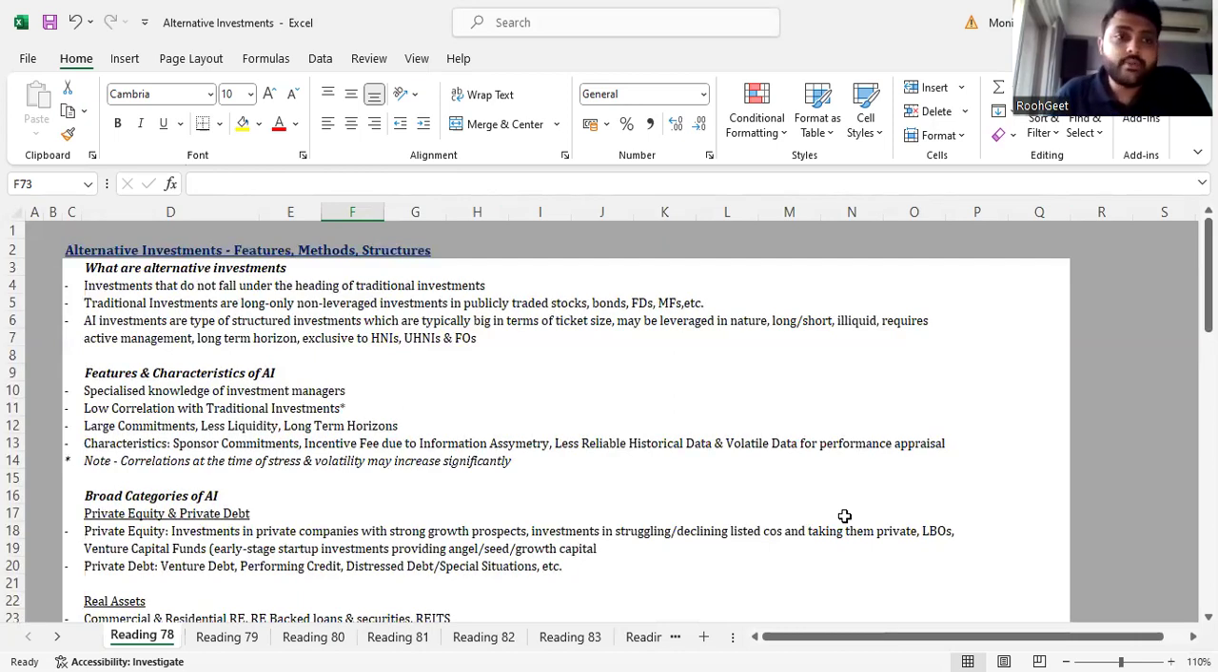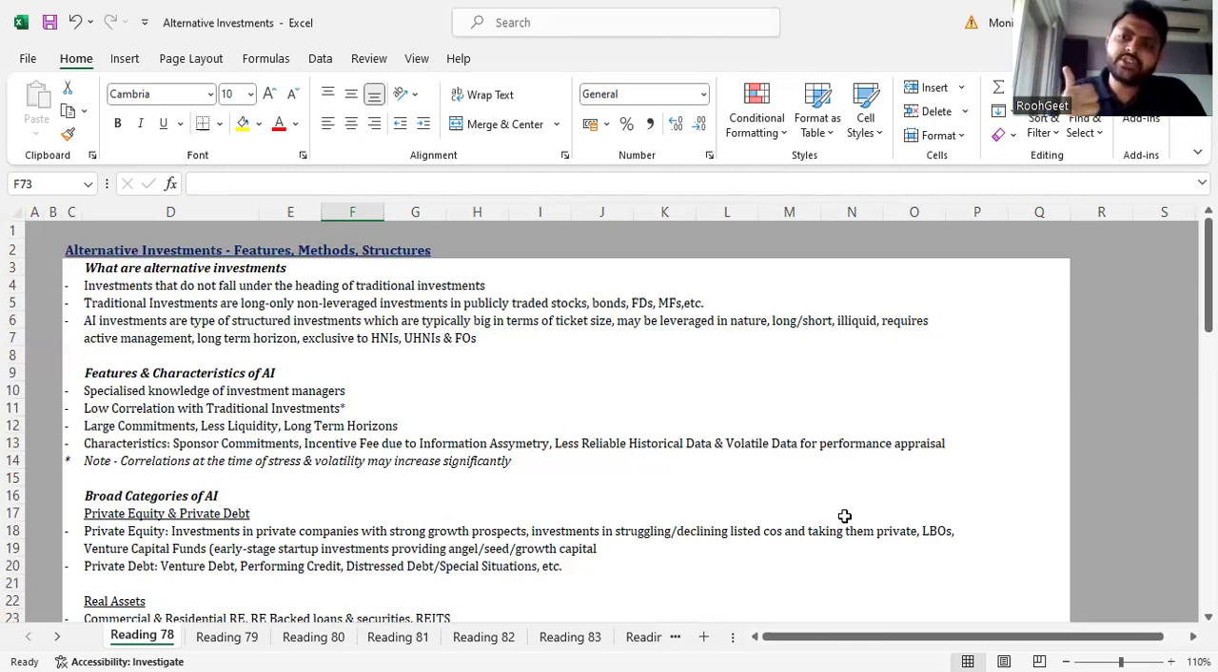So what are alternative investments? Investments that do not fall under the heading of traditional investments. Now the next question is, what are traditional investments? Traditional investments, guys, are long only investments. What does long only investments mean? The investments where you cannot really use leverage and play short. Now, what do I mean by leverage and play short?